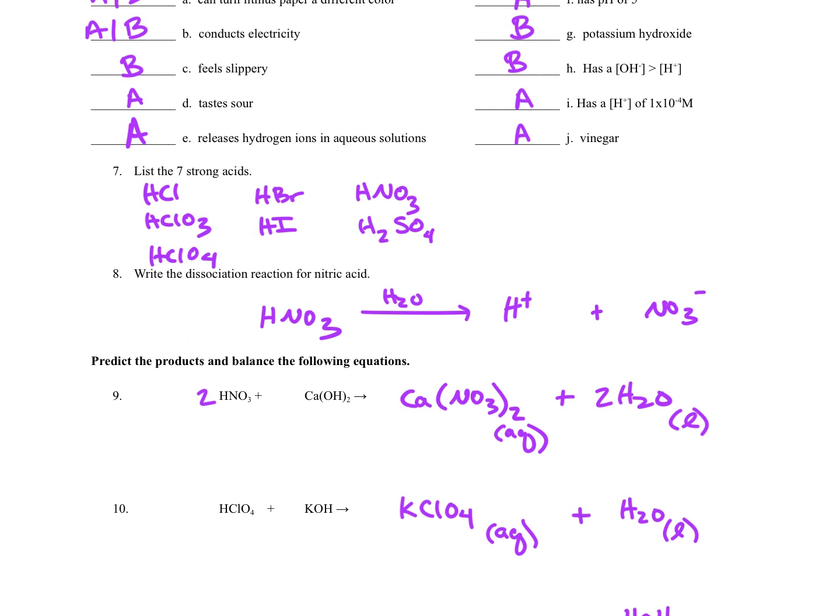The strong acids, there's only 7 of them. You should be able to write a dissociation reaction for each of them. So just understand, how do the strong acids split into their ions? Any dissociation reaction is the splitting of a compound into its ions.